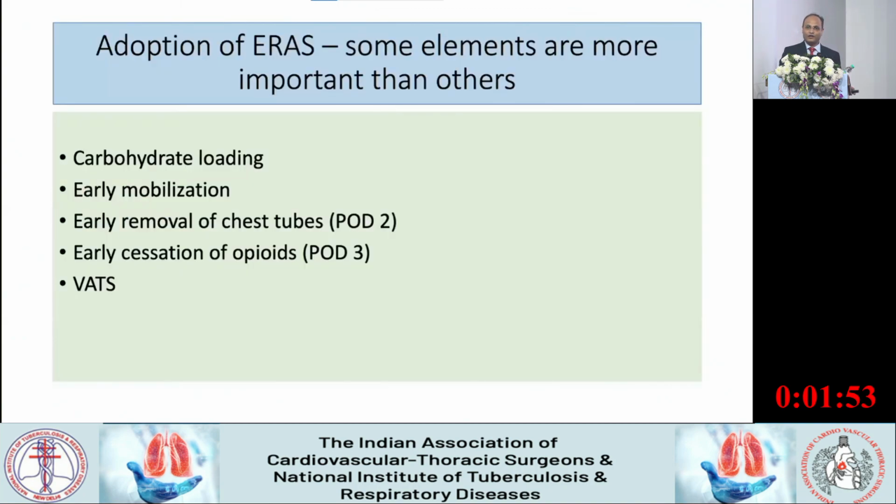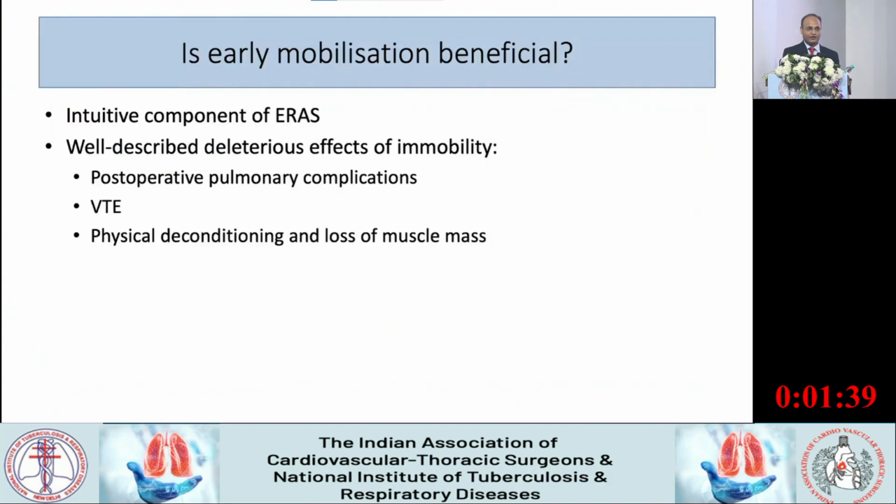So are all the components equally important? No. Some elements are more important, like carbohydrate loading, early mobilization, early removal of chest tubes, early cessation of opioids, and VATS, which is now a standard of care after lung resection. Carbohydrate loading is taken from colorectal and gynecological surgeries. We have already talked about that.